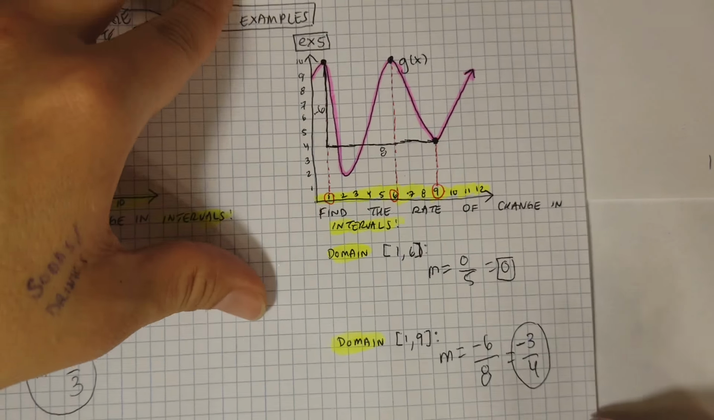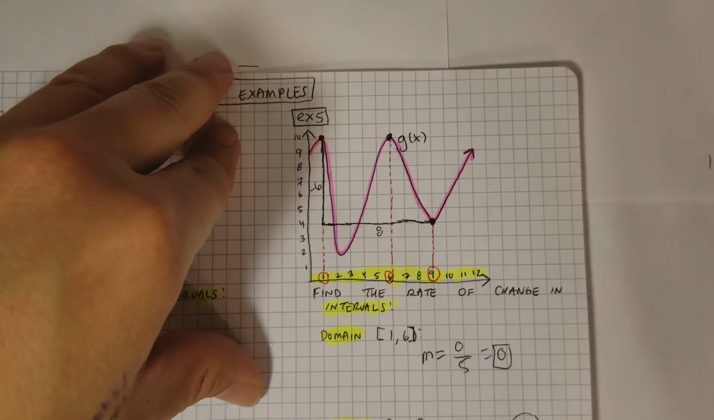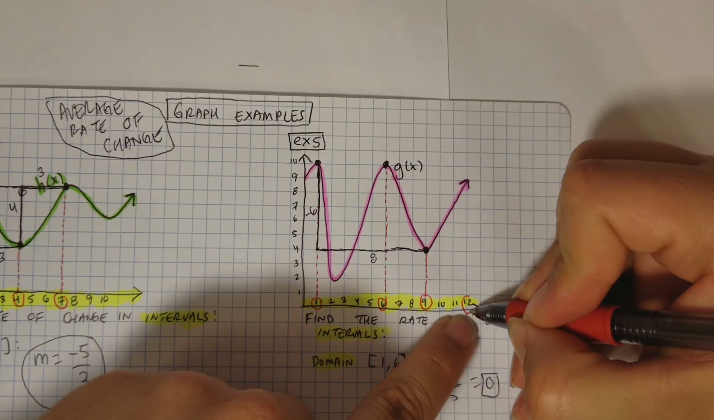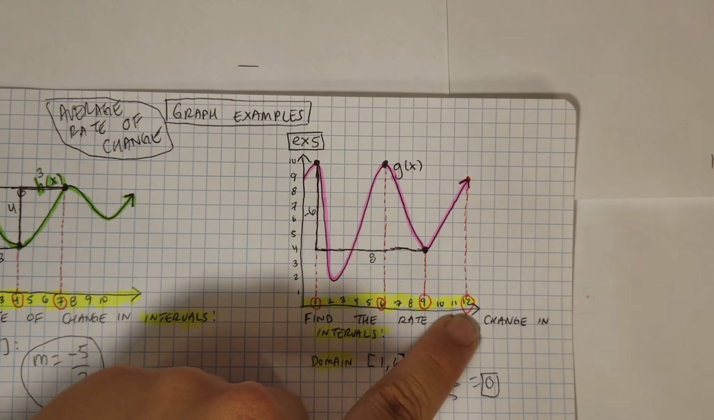Okay, last example. So from 9 to 12. So what is the domain from 9 to 12? So from x equals 9 to x equals 12. Same thing. X equals 9 is going to be there at 4. X equals 12 is going to be here. Follow the graph all the way up. It looks like it's going to be right there at the tip of the arrow.